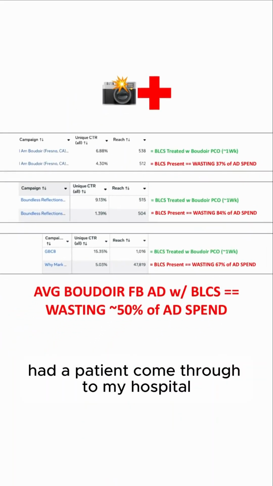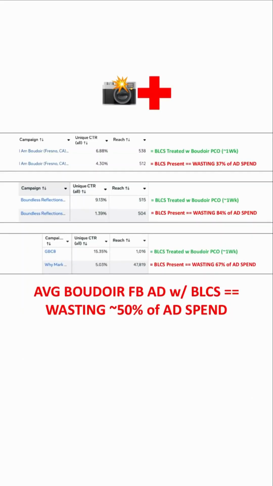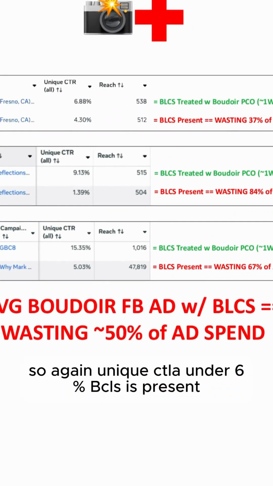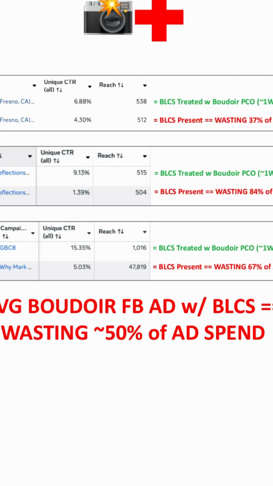Finally, we had a patient come through to my hospital, and his unique CTR is 5.03%. So again, unique CTR under 6%. BLCS is present. Boudoir low click syndrome. But we know what to do.